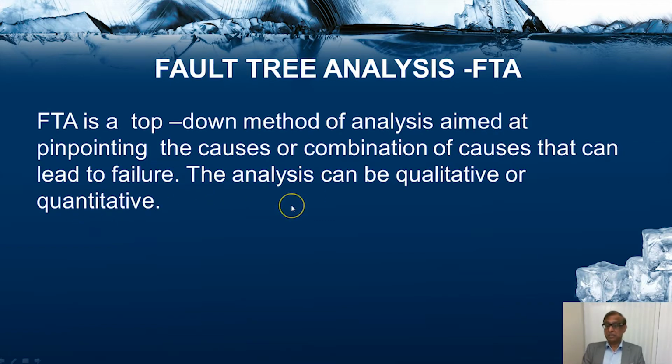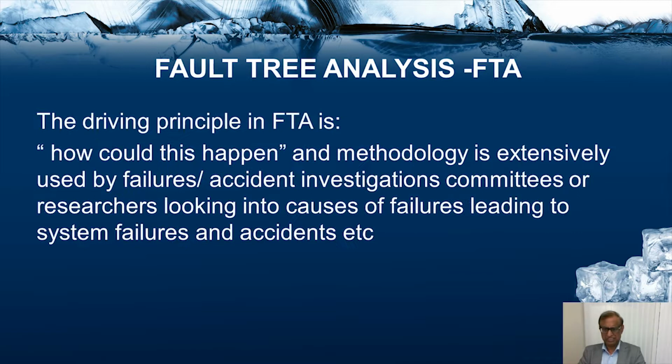The analysis can be qualitative and quantitative. You can assign some numbers, probability values, etc. We'll be showing how. The driving principle in FTA is how could this happen? Remember failure mode effect analysis, we ask what happens if this particular component fails, what is going to happen to the functionality of the component and the functionality of the system. Here we assume the event has taken place, and then we ask how could this happen?